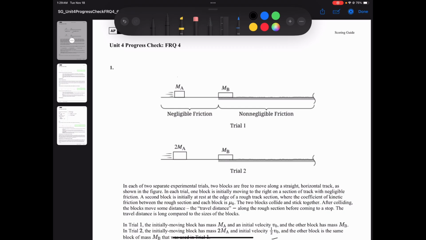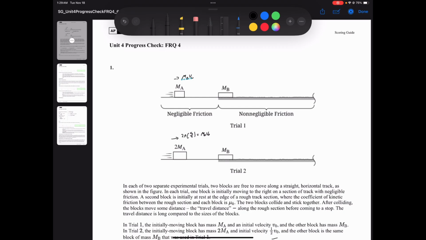So ma is moving to the right with a momentum ma times v naught, and then this system, it's moving to the right with 2m times v naught over 2. So it has the same momentum. But the thing is, the velocity is going to be different, right?